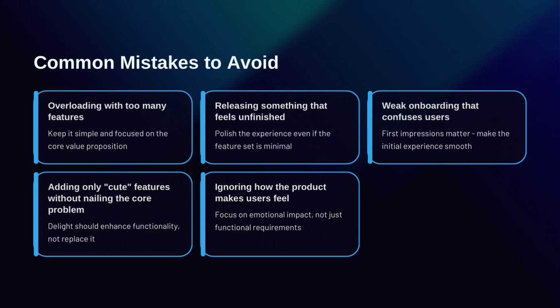That's a really important point. It's easy to misunderstand delight or misapply the minimum part. Our sources highlight a few common mistakes. One big one is overloading with too many features. Just kills the minimum aspect. Feature creep sneaks back in. Right, losing focus. Exactly. Another is releasing something that feels unfinished or buggy. If it's unreliable, no amount of charm will make it lovable.